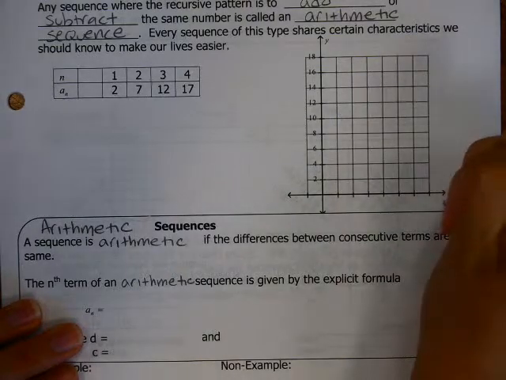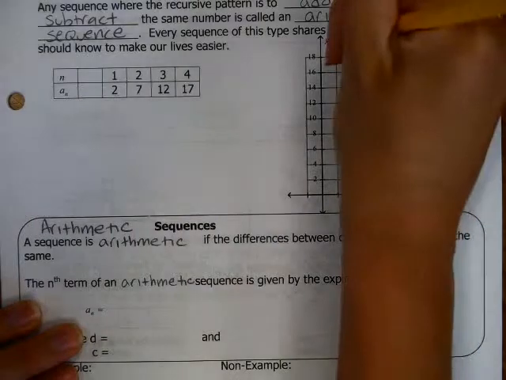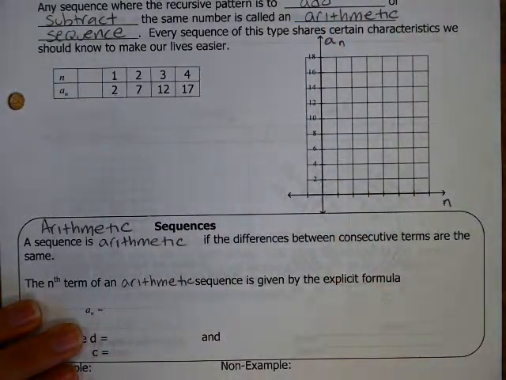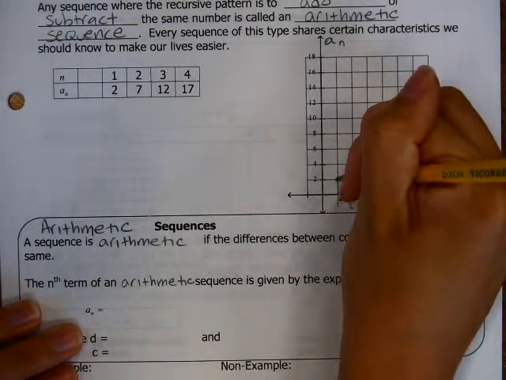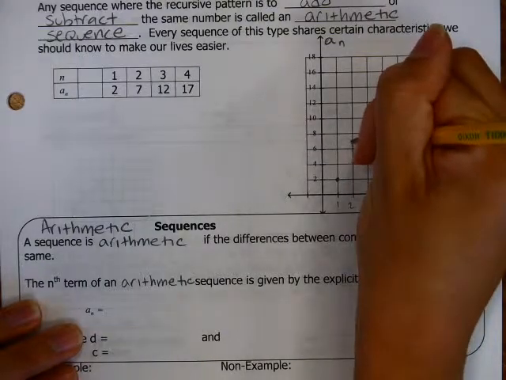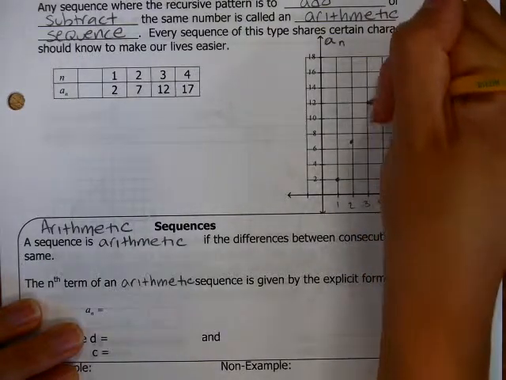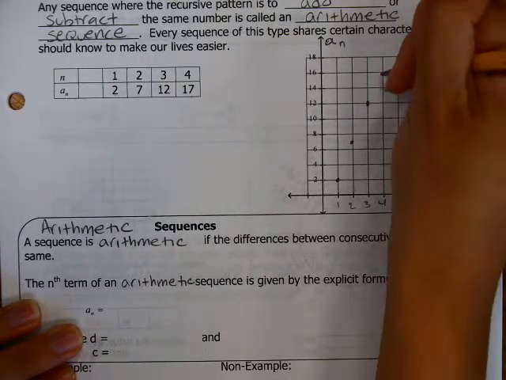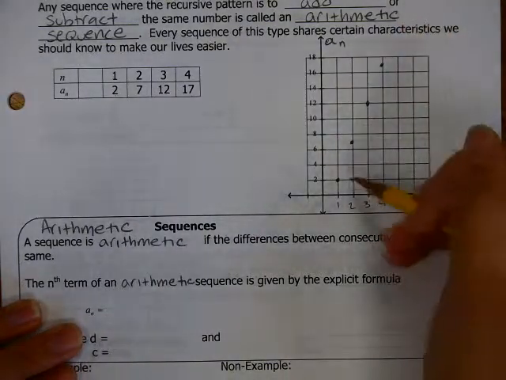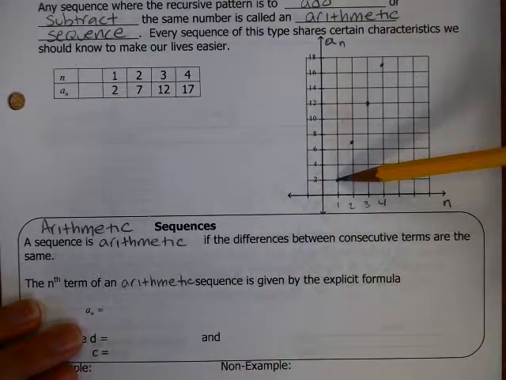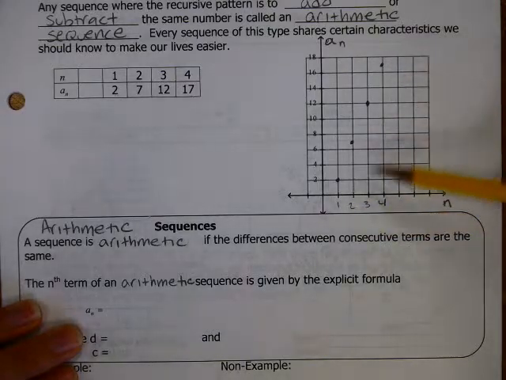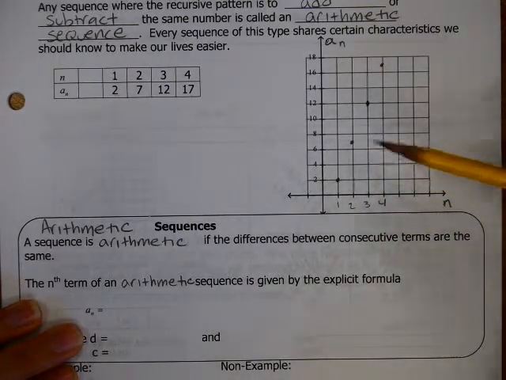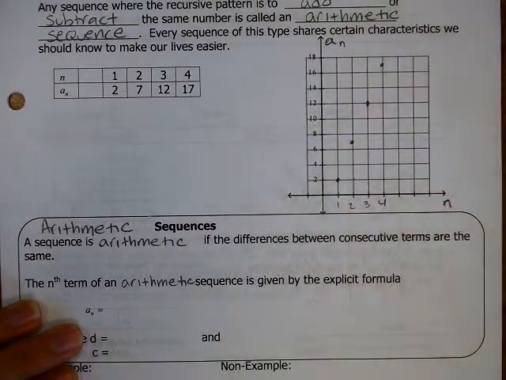Let's graph it. Let's have our x-axis be our n's, our y-axis be our a sub n's. So when n is 1, a sub n is 2. When n is 2, a sub n is 7. When n is 3, it's 12, and 4 is 17. Look at that. We have a line. Each time we go to the next term, it's being increased by 5. So everything that we know about lines will have some kind of application here for our arithmetic sequences.